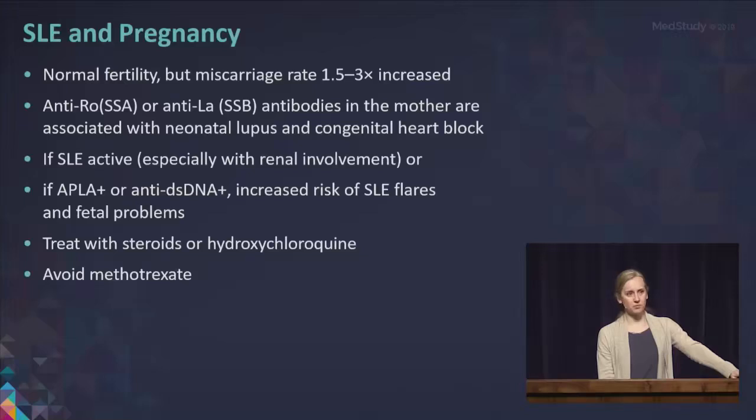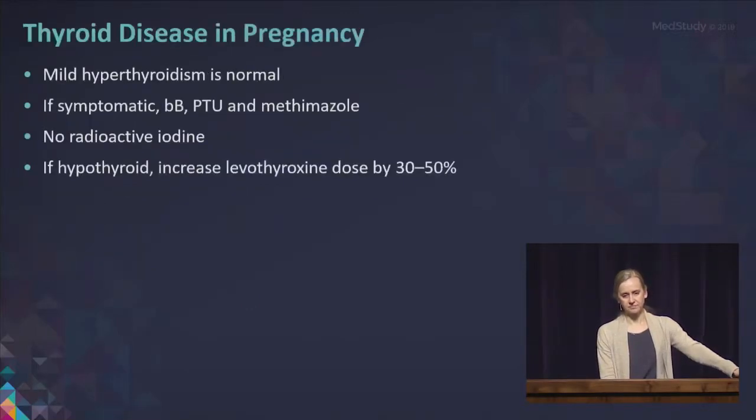So remember, they have normal fertility, but they're high risk for miscarriage. There are certain antibodies that can tell you if the patient is more likely to flare or more likely to cause neonatal lupus for their baby. Remember that hydroxychloroquine is okay in pregnancy, okay? So steroids or hydroxychloroquine are okay, and we really don't want to rock the boat so that we can avoid flares. But methotrexate, obviously, since it's antifolate, is completely contraindicated.